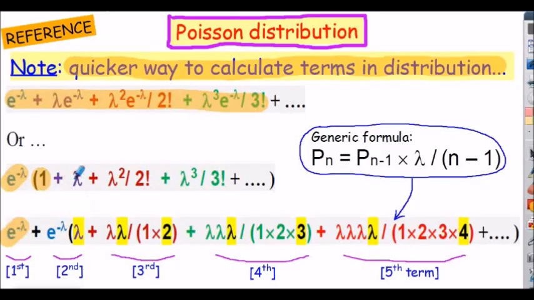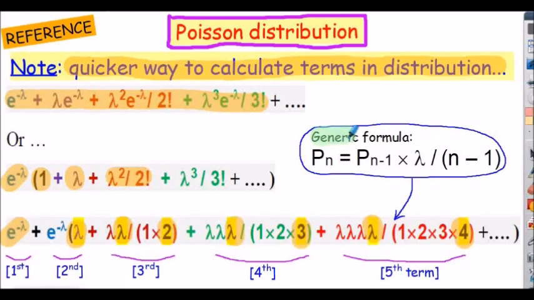The second term in the series is actually the first term multiplied by lambda. The third term in the series is actually the second term in the series multiplied by lambda divided by 2. The fourth term in the series is the third term multiplied by lambda divided by 3. And the fifth term in the series is the fourth term multiplied by lambda divided by 4. And so it goes on.